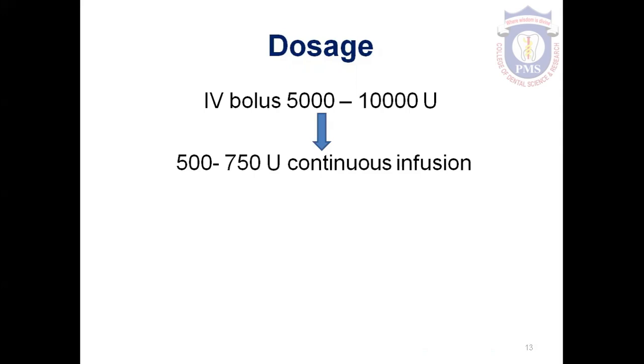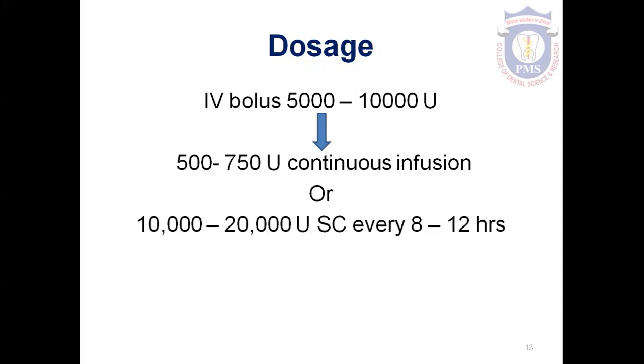The dosage of heparin used: it is given as an IV bolus of 5,000 to 10,000 units, followed by 500 to 750 units continuous infusion. Or we have a subcutaneous dosage of heparin, which is 10,000 to 20,000 units given subcutaneously every 8 to 12 hours. An important thing is that we should always do APTT monitoring in order to see whether the heparin is given in an overdose.